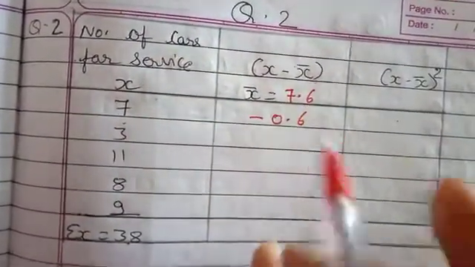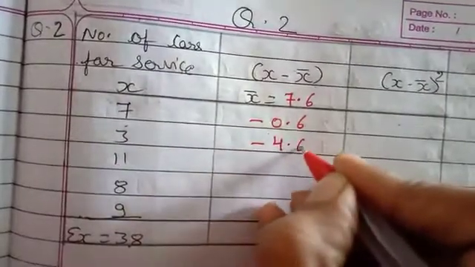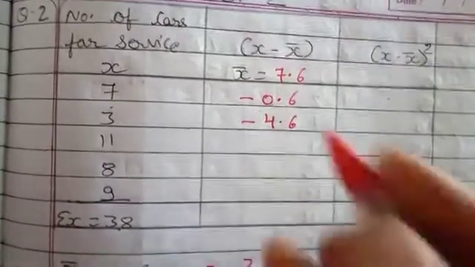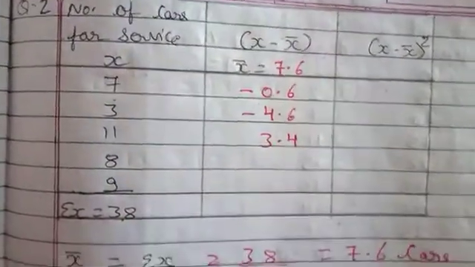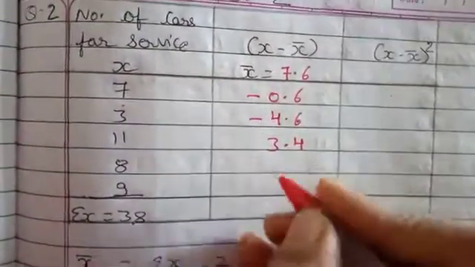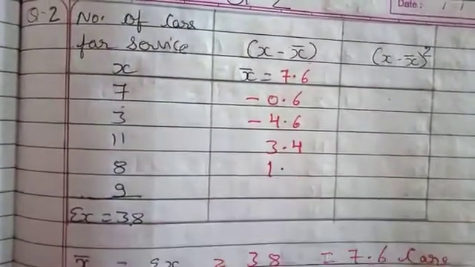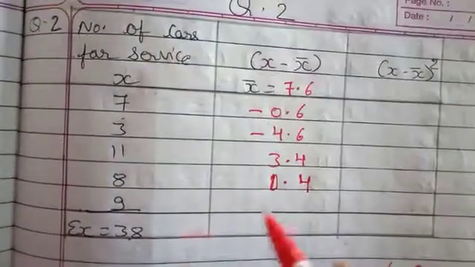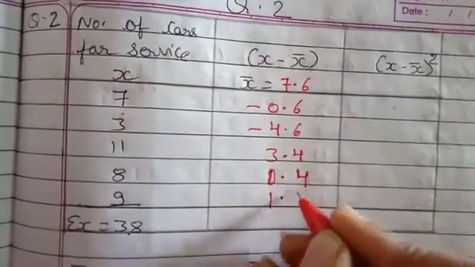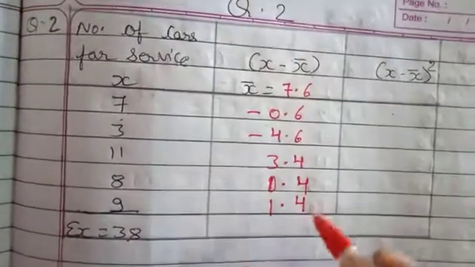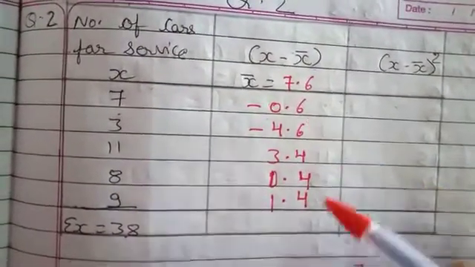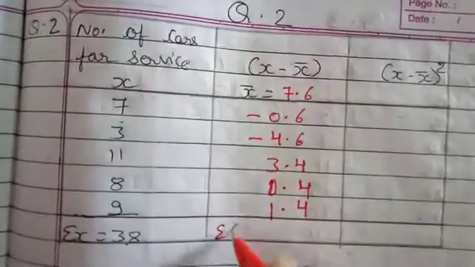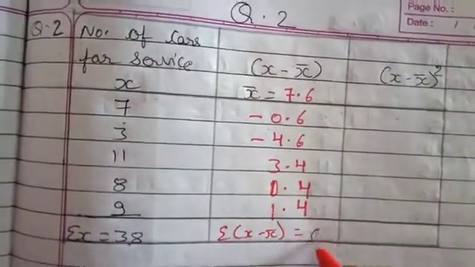3 minus 7.6, that will give you minus 4.6. 11 minus 7.6, that will give you 3.4. 8 minus 7.6, that will give you 0.4. And 9 minus 7.6, that will give you 1.4. The total of this, minus 4.6 plus 6 and 3.4 plus 0.4 plus 1.4. So that is sigma x minus x bar, it will give you 0.